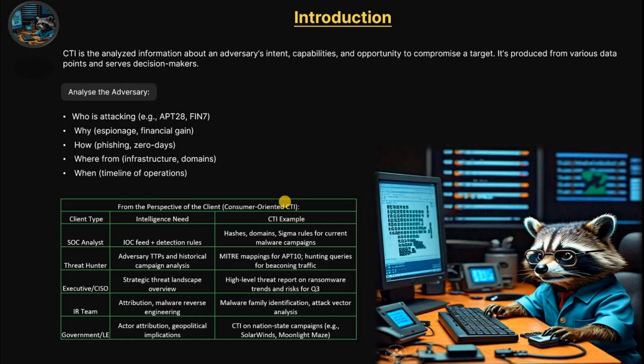So let's start with, what is CTI? CTI is the analyzed information about an adversary's intent, capabilities, and opportunity to compromise a target. It's produced from various data points and serves decision makers. So what are the data points over here?